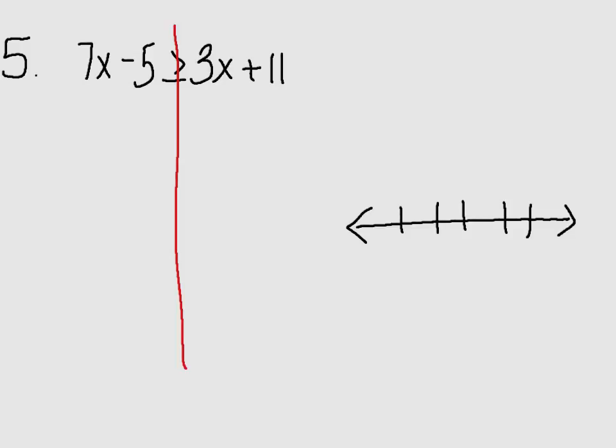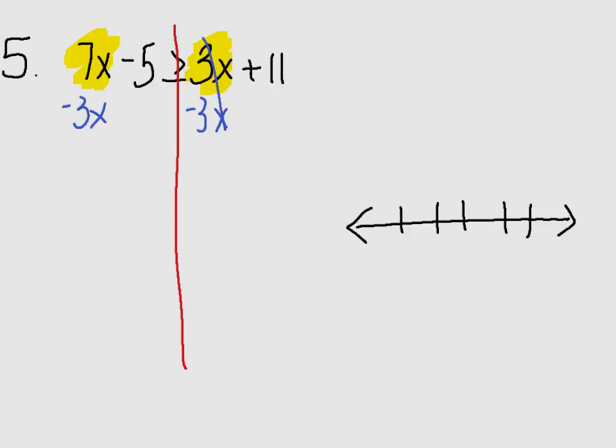Looking at this problem, I notice that I need to combine my like terms and they're on different sides. I have a 7x and a 3x. So I'm going to bring that 3x over. Right now that 3x is a positive because there's no negative in front of it. So the inverse of positive is minus 3x. So I subtract 3x from both sides.